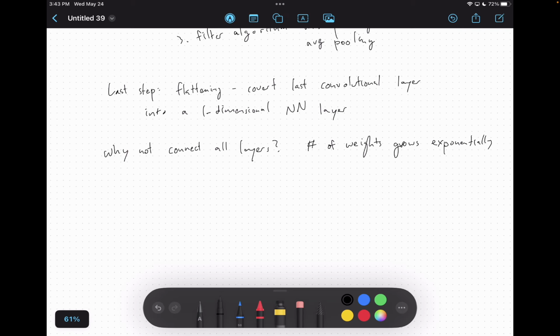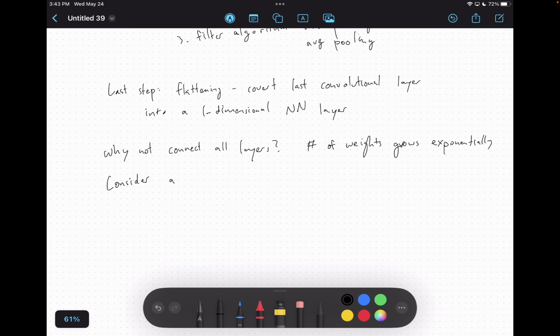I should caveat that since I learned this stuff and since I've been teaching this, there actually are versions of CNNs called fully connected networks that do connect all the layers. I don't really understand it, so I'm not going to explain that. But to give a sense of why fundamentally this can be difficult, and why traditionally it hasn't connected all layers.